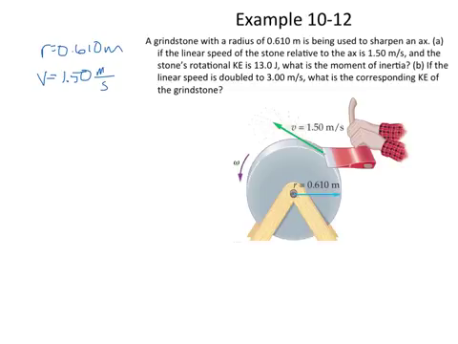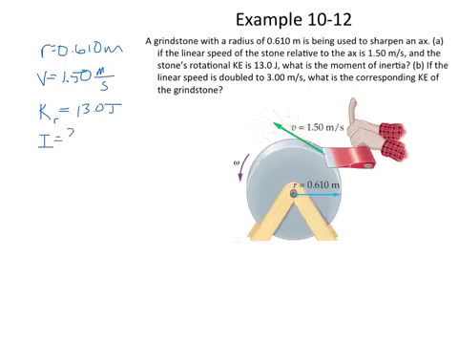By the way, as I write this, I'm going to write that as simply a capital K with an R next to it. K for rotation. And we're going to contrast that against KL for linear kinetic energy, which we've talked about before. But KR is going to be rotational kinetic energy. That is 13.0 joules right there.